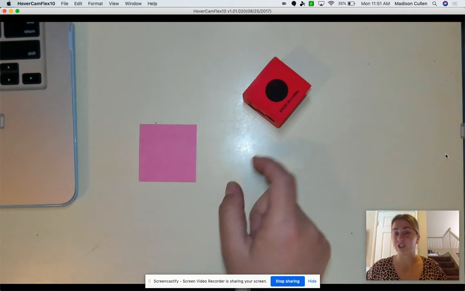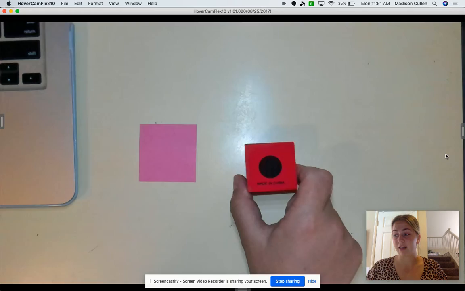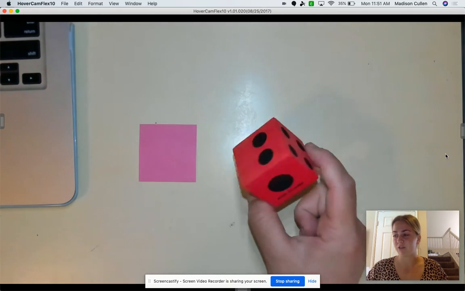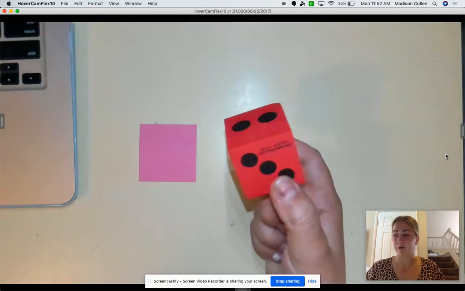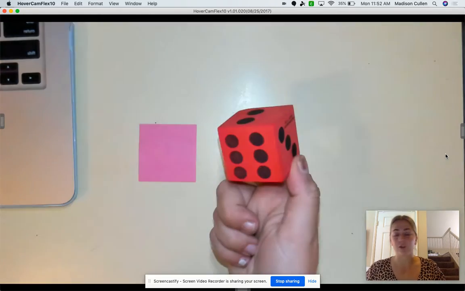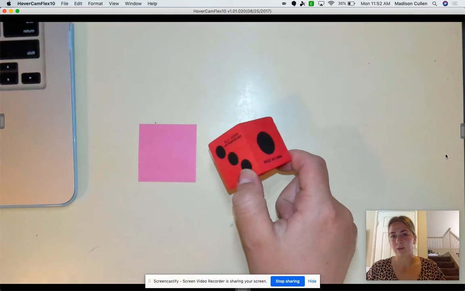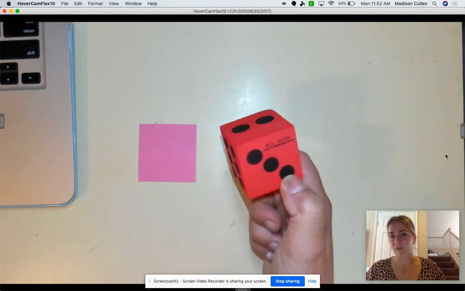Now, 3D shapes do not lay flat. They do not lay flat on a paper. So that's an example, like a cube, right? So a cube kind of looks like a square, but it can be taken off of the paper.